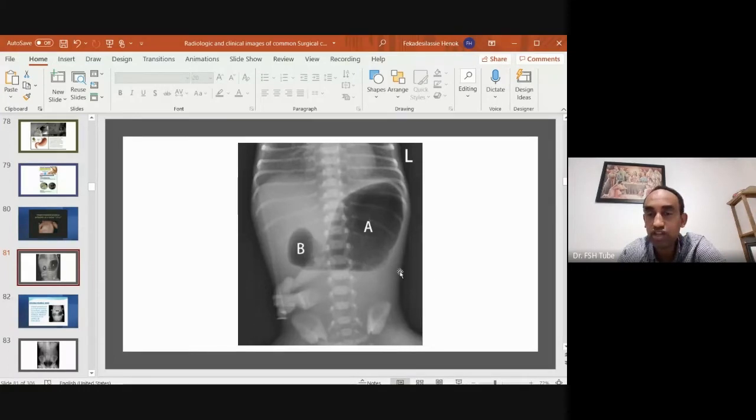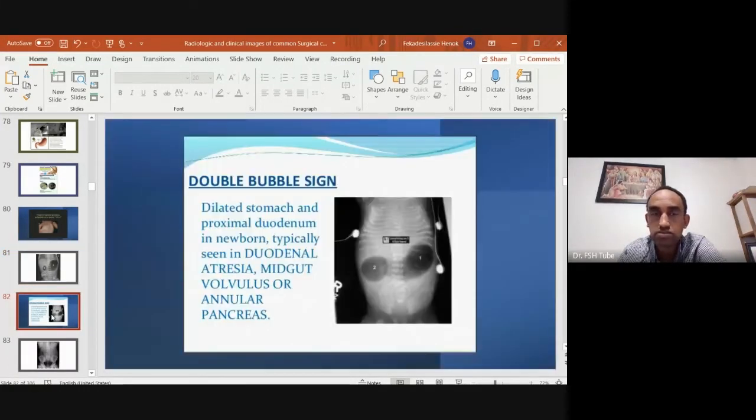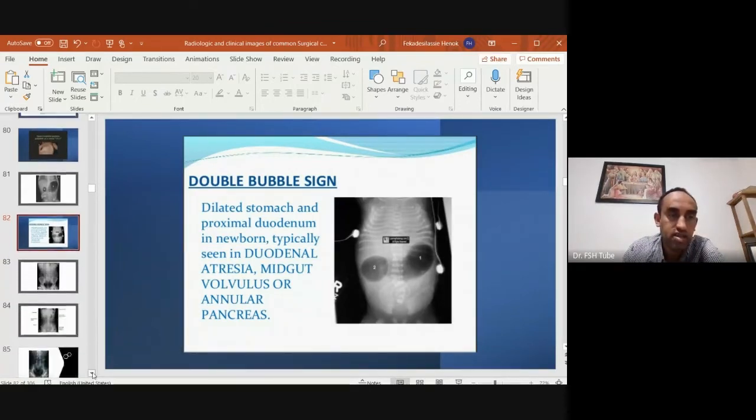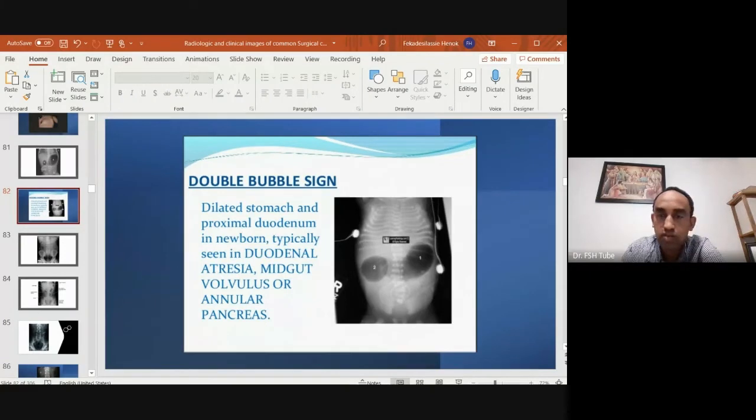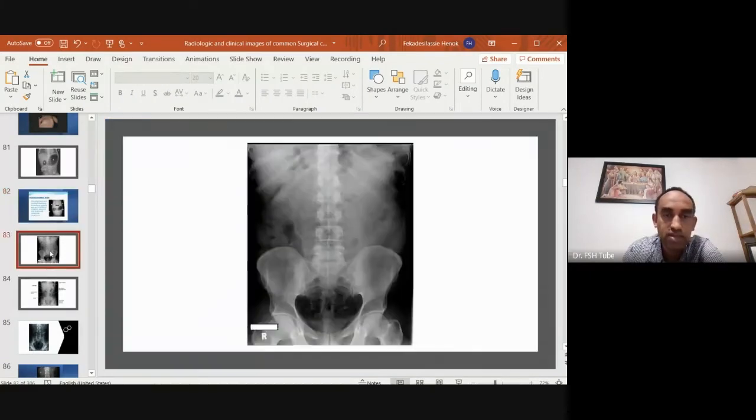Double bubble sign. Differential diagnosis? Excellent. Tell me the differential diagnosis. Double bubble sign: duodenal atresia, midgut volvulus, excellent. Annular pancreas, okay. Annular pancreas, midgut volvulus, duodenal atresia. How does the patient present? How does this newborn present to you? What is the presenting sign, the main complaint? Bilious vomiting. Excellent. Bilious vomiting, unlike pyloric stenosis.